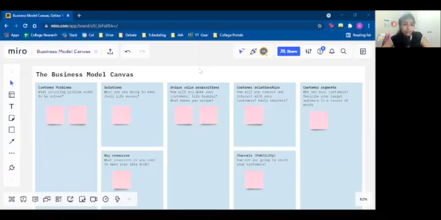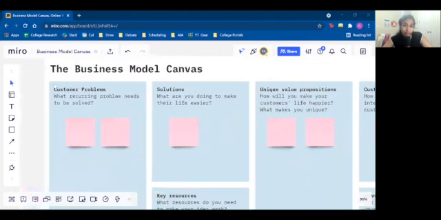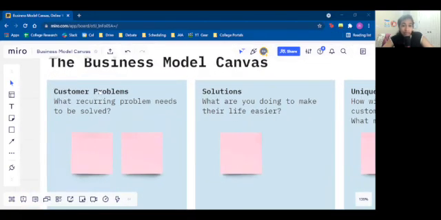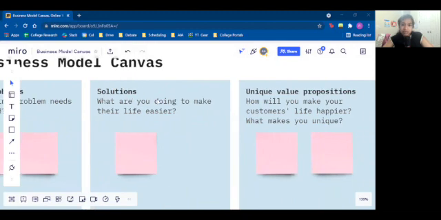Hey everyone, we are back with the BMC, and if you've opened up the Miro board or pretty much any other BMC, you'll see that I have modified it slightly. So I want you to modify it the exact same way I have it right here. Let's break down each of these parts. First, the business model canvas, there's customer problems. This is what you should be focused on here. What recurring problem needs to be solved? Describe it. Next, solutions. What are you doing to make their life easier?